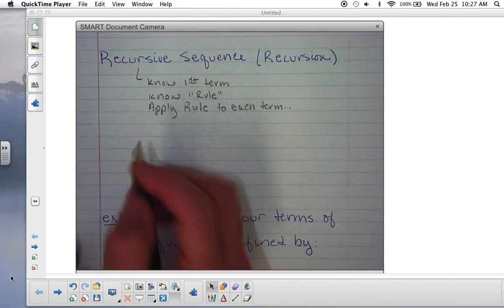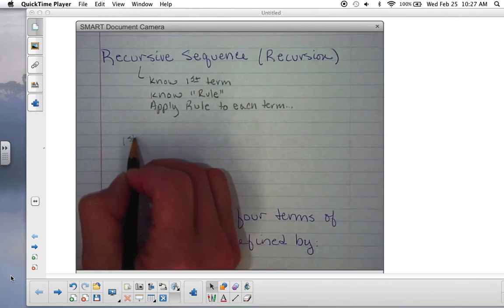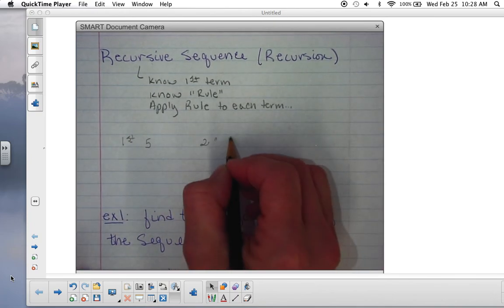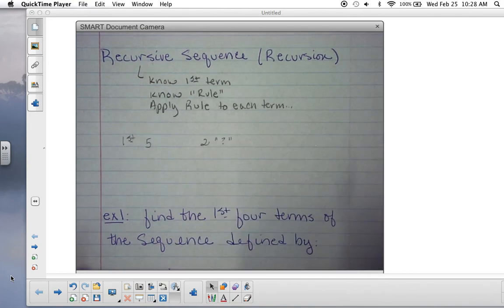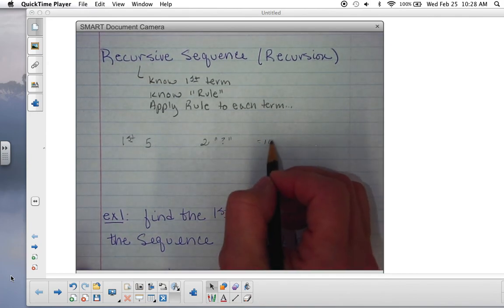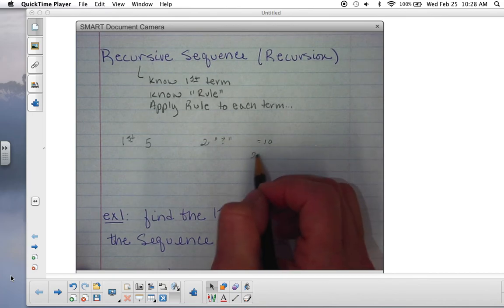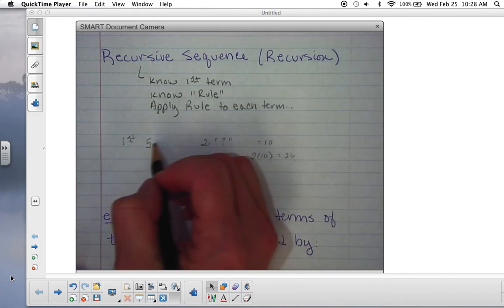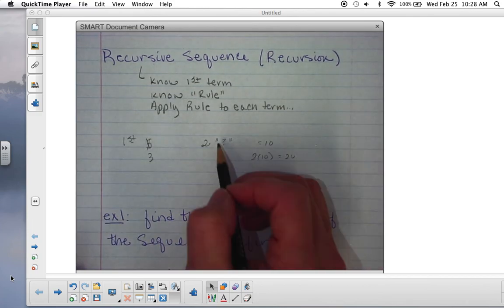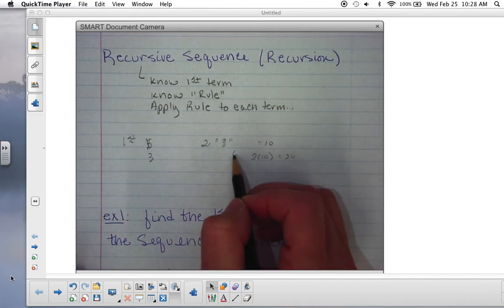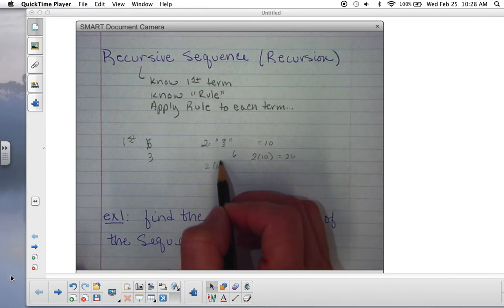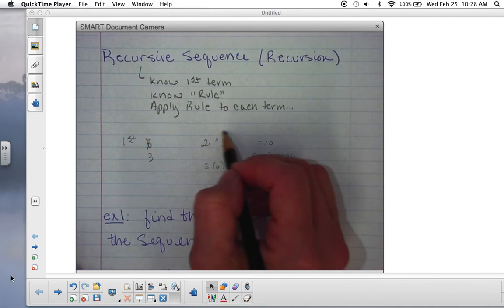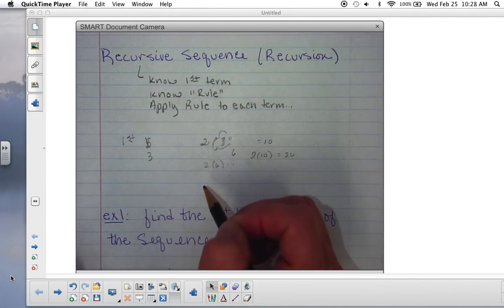Let's actually write this out, but you don't have to write this if you don't. If the first one was 5, and the rule is 2 times whatever the first one is, it would be 2 times 5, which would make 10. And then I'd do 2 times 10, which would make 20, and then 2 times 20, which makes 40. But suppose the first number's 3, then it would be 2 times 3, which is 6. Then I would do 2 times 6, which would be 12. I do 2 times 12, which is 24. So the rule is going to apply to whatever the last term was.